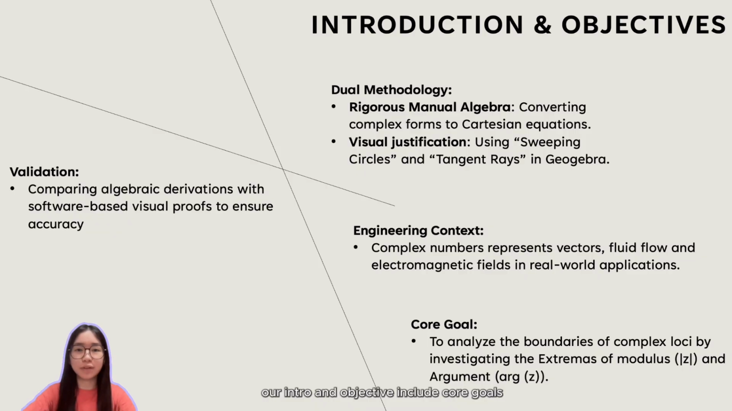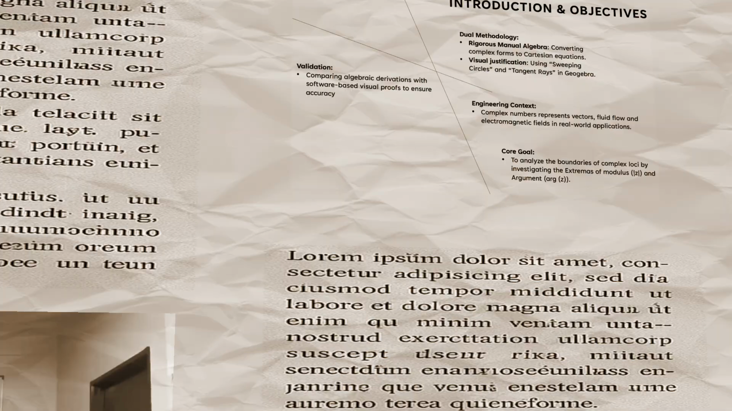Our intro and objective include core goals, which is to analyze the boundary of complex loci, a dual methodology, which is rigorous manual algebra and visual justification, a validation part to ensure both methods match, and the representation of complex numbers.